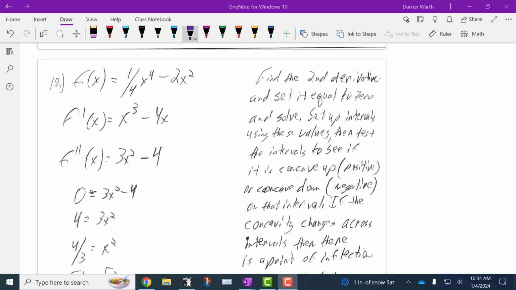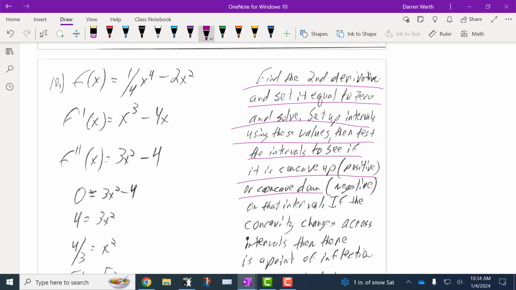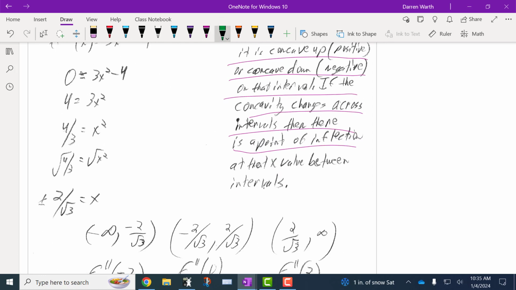Okay, on number 10, the directions say find all points of inflection. So remember, you're going to find the second derivative, set it equal to 0, and solve. Set up intervals using these values, then test the intervals to see if it is concave up, positive, or concave down, negative on that interval. If the concavity changes across the intervals, then there's a point of inflection at that x value between the intervals.